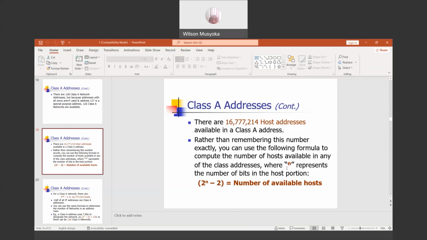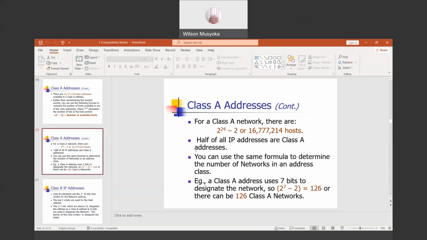Rather than remembering this number exactly, you can use the following formula, where n represents the number of bits in the host portion. 2 raised to the power of n minus 2 is the number of available hosts. In class A addresses, we are talking about 24 bits, so it is 2 raised to 24 minus 2.